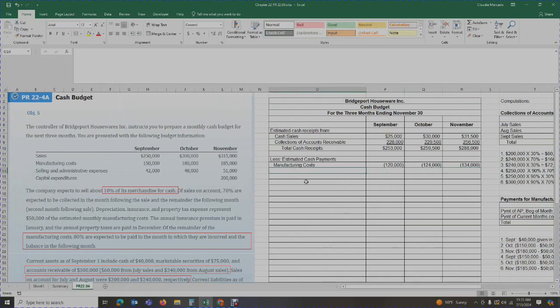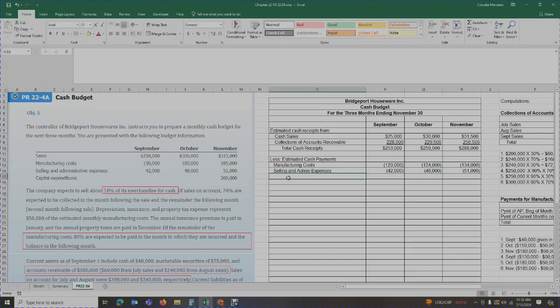So we've got the manufacturing cost. Then we're going to bring in, what else are we paying? Well, we're paying for selling and admin expenses. The selling and admin expenses are given to you. There's no adjustment being made to selling and admin, so we're just going to bring those numbers over. So we spent $42,000 in September. We spent $48,000 in October, and we spent $51,000 in November. And these are outflows. Remember, that's why they're negatives. This is money leaving the business.